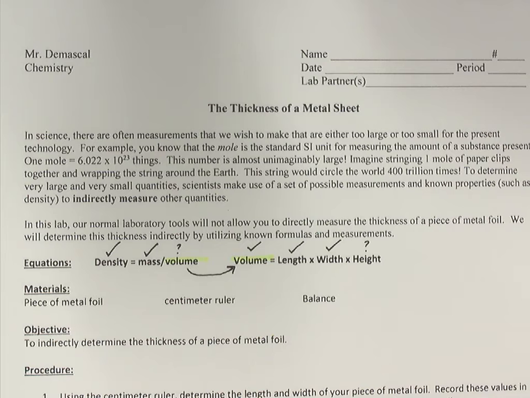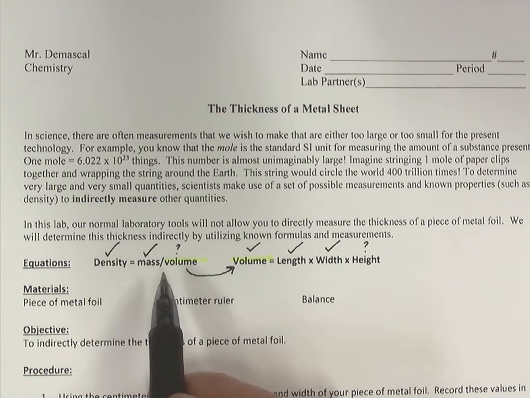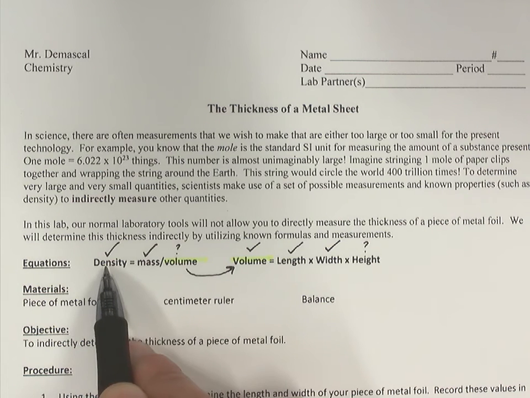So what we're going to have is a piece of foil. We have our ruler. We have our balance. And we are going to go through and take some measurements. The first thing we're going to do is measure the width, the length, and the mass of our sample. And then we're going to calculate volume from density and mass.